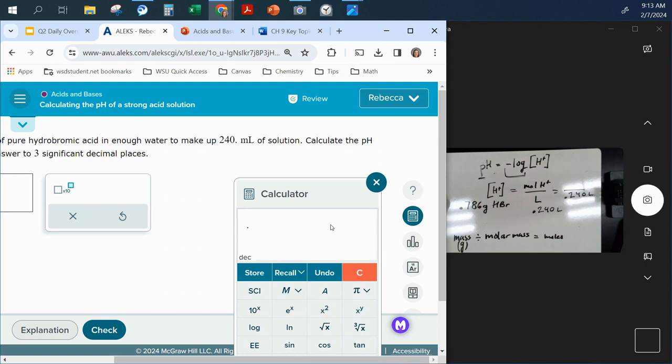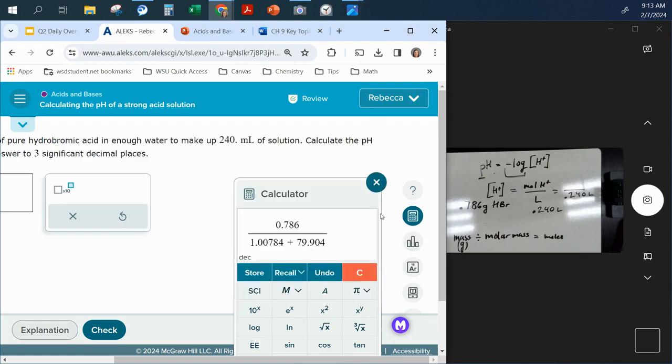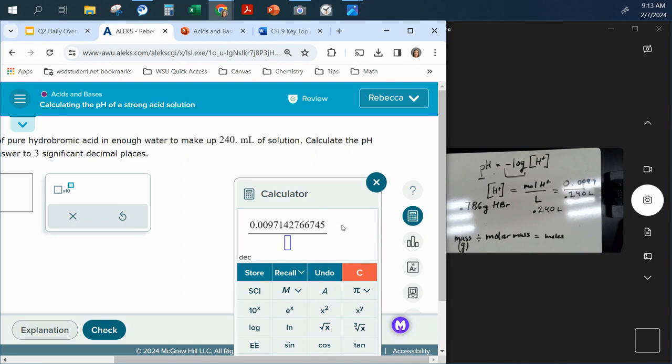So I'm going to take my mass. Oops, I have an extra 5 in there. I'm dividing by the molar mass. So molar mass, I need the formula. My molar mass is going to be hydrogen plus bromine. So mass divided by molar mass gives me moles. Okay, so then this is the number of moles, 0.0097 moles.